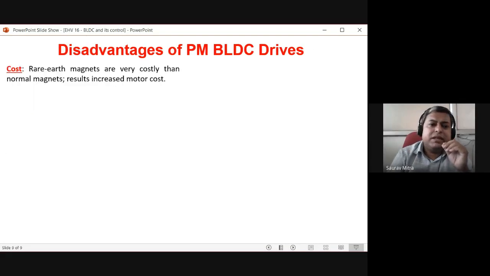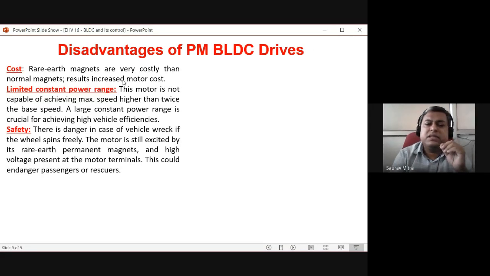So last slide, what are the disadvantages? Cost is a very important thing, because rare earth magnets are very costly. Okay, it listens very good, it works very fine, but they're very costly. So the cost of this BLDC motor increases.